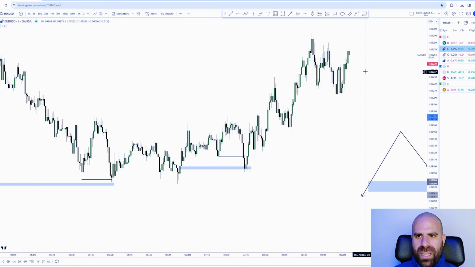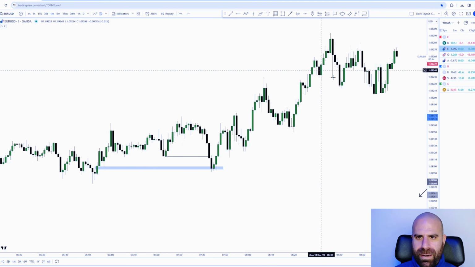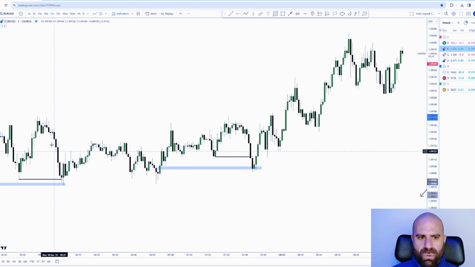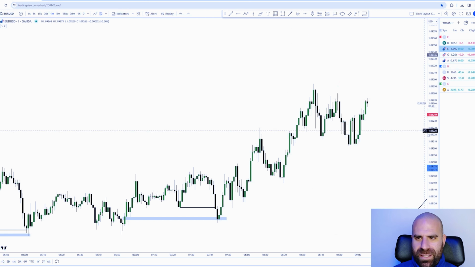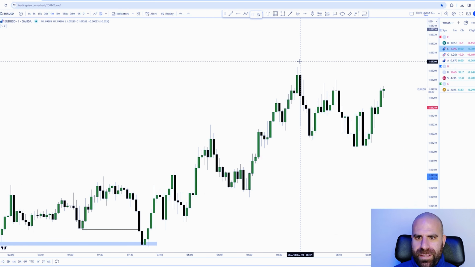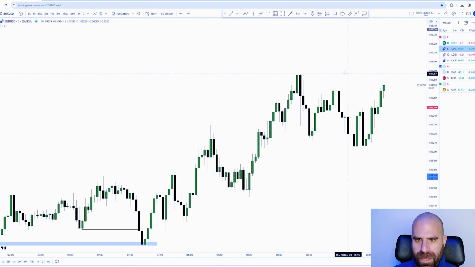Okay, now in this occasion, in real life, as we are right here, even though we don't have such impulsive candlesticks, let's consider those candlesticks right here to be very impulsive. Would I consider going short here?